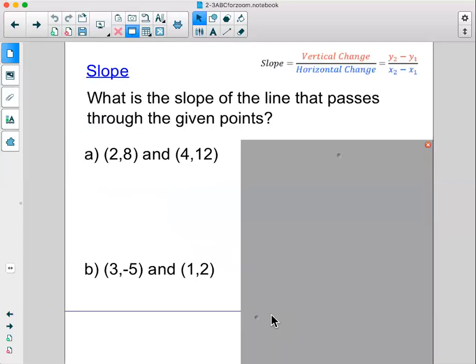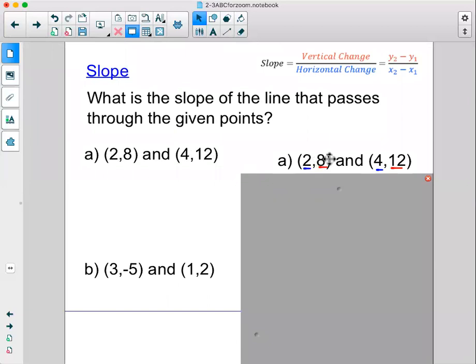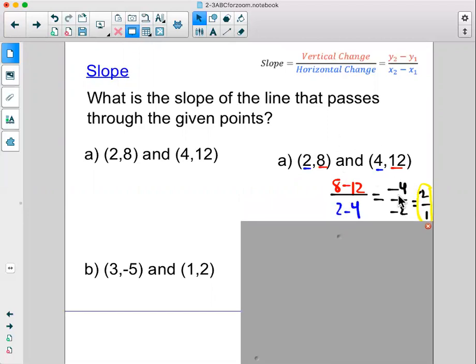But first, let's practice finding the slope in general. So here are 2 points on a line. Let's find the slope of the line that these 2 points sit on. We start by comparing the y values to figure out the vertical change or the rise, and then for the denominator, we compare the x values to figure out the horizontal change, the run. If we start here for the y's, 8 minus 12, then we also have to start here for the x's, 2 minus 4. And then we can simplify: negative divided by negative is a positive.